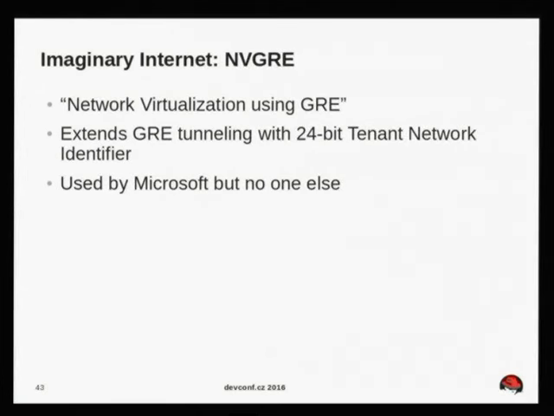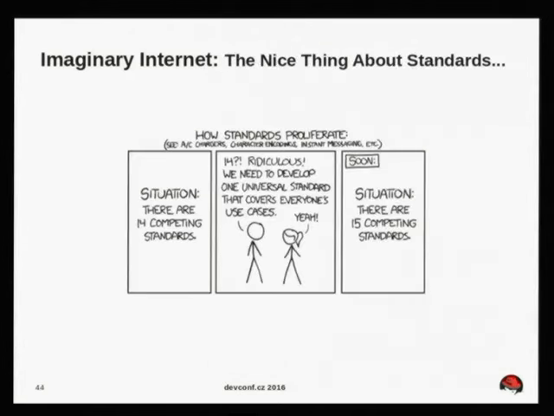Microsoft, meanwhile, is using NVGRE, which is an extension to the GRE tunneling protocol. Again, it has a 24-bit identifier. Everyone seems to have pretty much settled on 24-bit identifiers. It's used by Microsoft. Of course, we all know what happens when you have multiple competing standards.